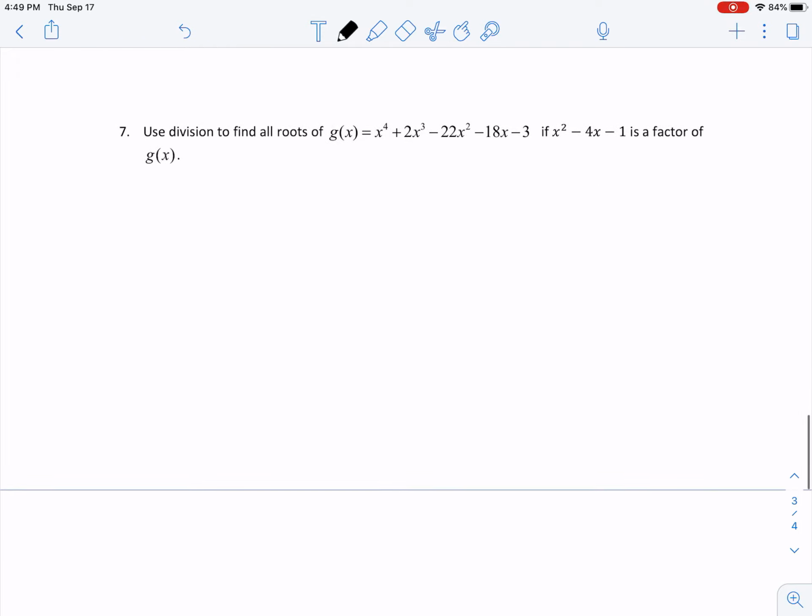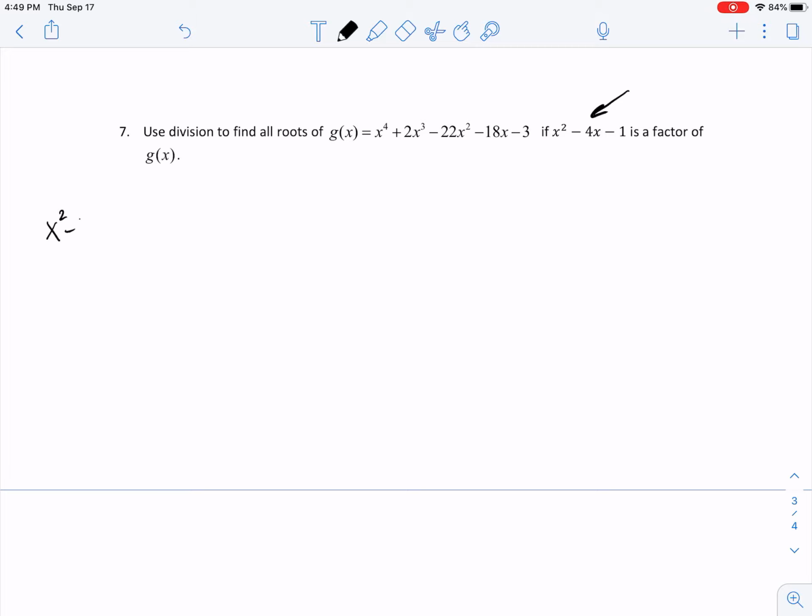Okay, so the next one, now they're saying use division to find all roots if this quartic has a quadratic that can divide into it. If we're dividing by a quadratic, here's what I noticed with this quadratic, it's not factorable. We can't do synthetic division with a quadratic unless you can break that quadratic down to linears and then do synthetic division with a linear. But you can't. So what we'll do here is we'll do long division.